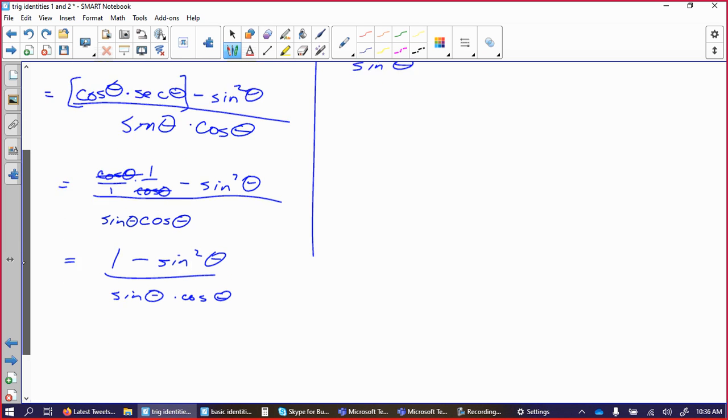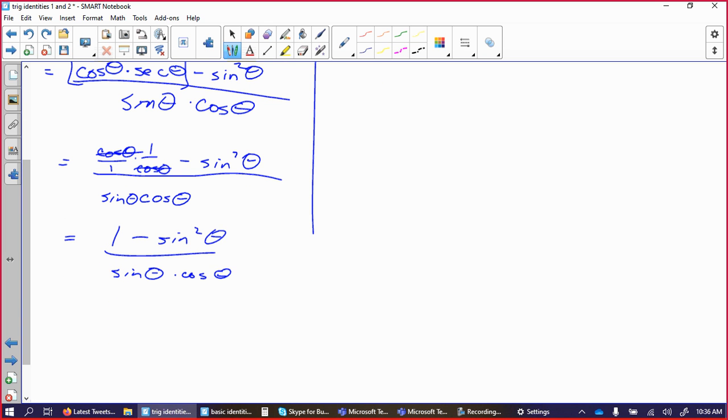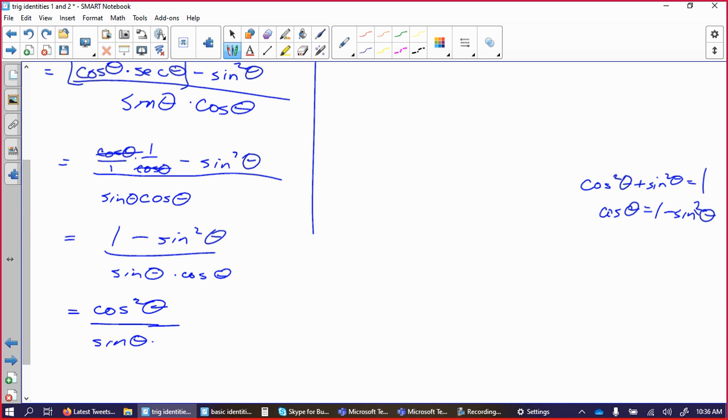Oh, I see where we're going. 1 minus sine squared theta comes from cos squared theta plus sine squared theta equals 1. So cos theta cos theta equals 1 minus sine squared theta. So I'm going to replace this with cos squared theta over sine of theta times cos of theta.